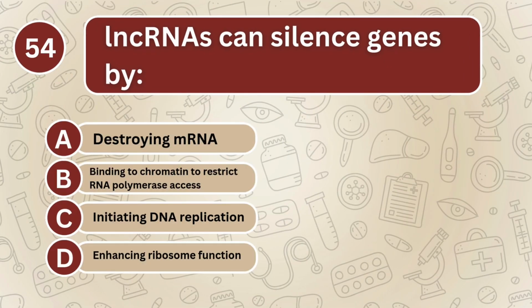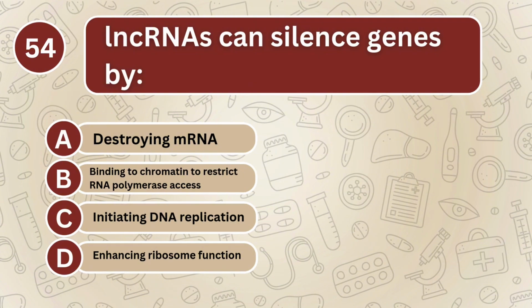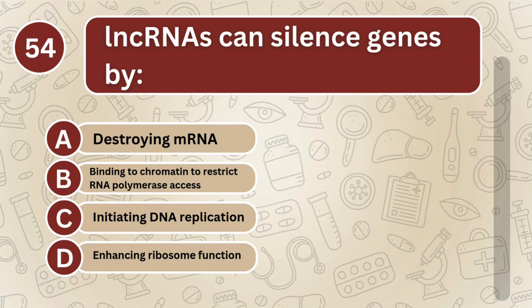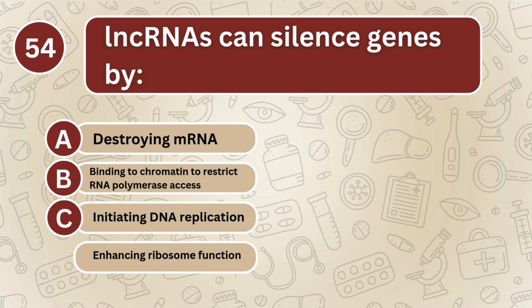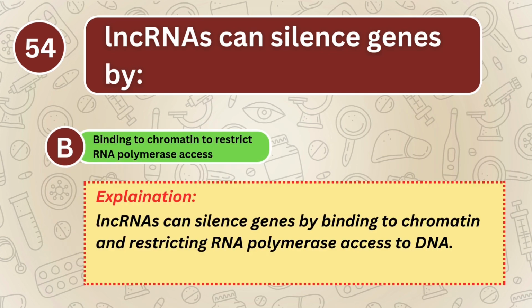Long non-coding RNAs can silence genes by destroying mRNA, binding to chromatin to restrict RNA polymerase access, initiating DNA replication, or D. Enhancing ribosome function. Correct answer is B. Binding to chromatin to restrict RNA polymerase access.